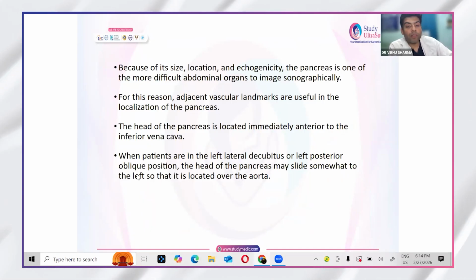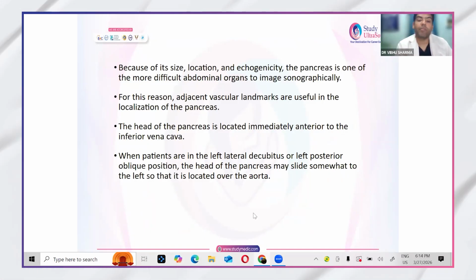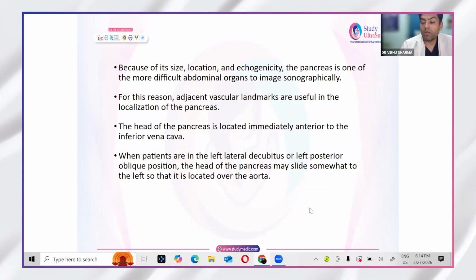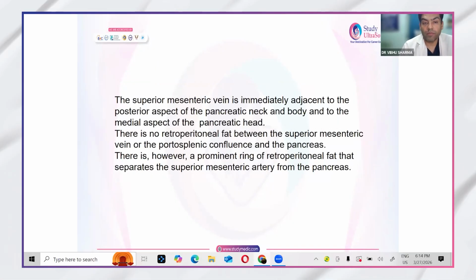The head of the pancreas is located immediately anterior to the inferior vena cava. And when you tell the patient to be in left lateral decubitus or left posterior oblique position, the head of the pancreas may slide somewhat towards the left, so that it is located over the aorta.